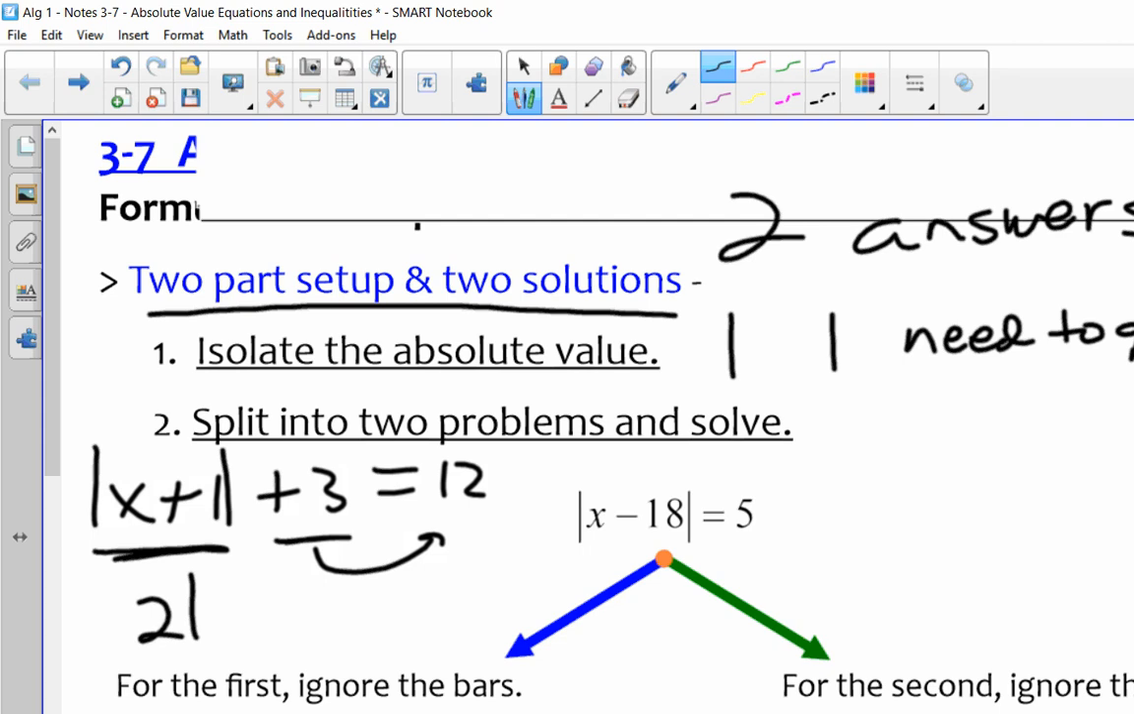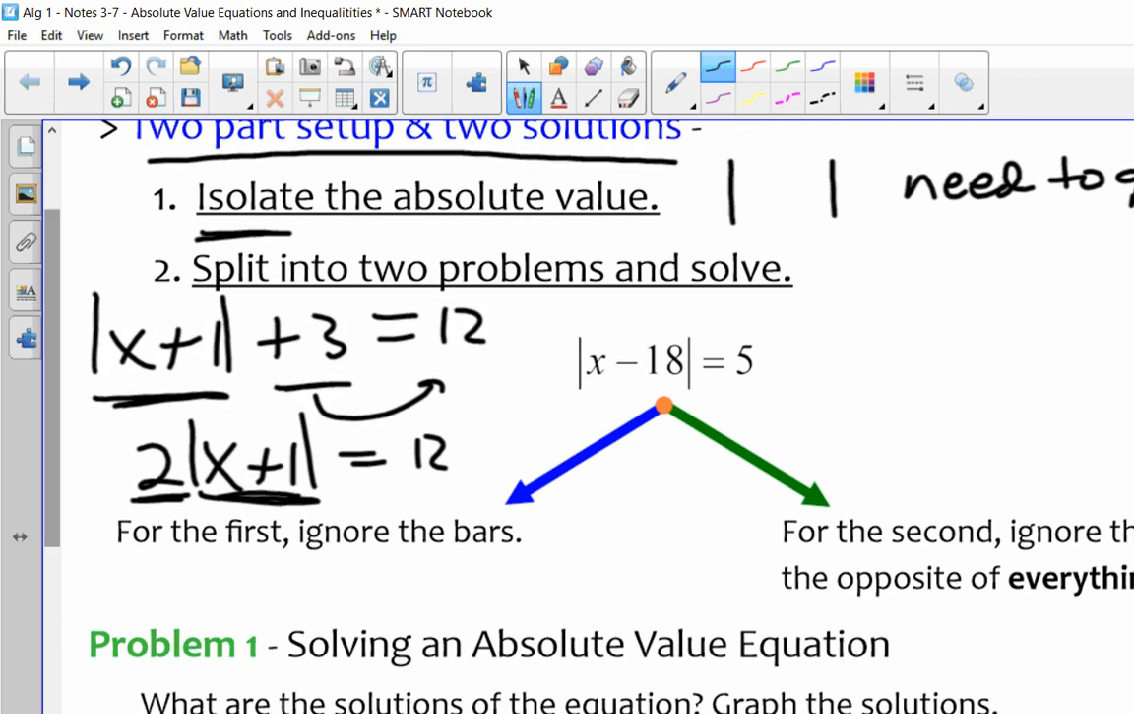Another way we might see it is if it's like this, where this is the absolute value, it's not alone. So I'm going to have to divide the 2 to the other side to isolate it. So that's what isolating means. You have to get the absolute bars alone. Okay, and then we need to split. Second step is to split the absolute value into 2 problems and solve it, okay?